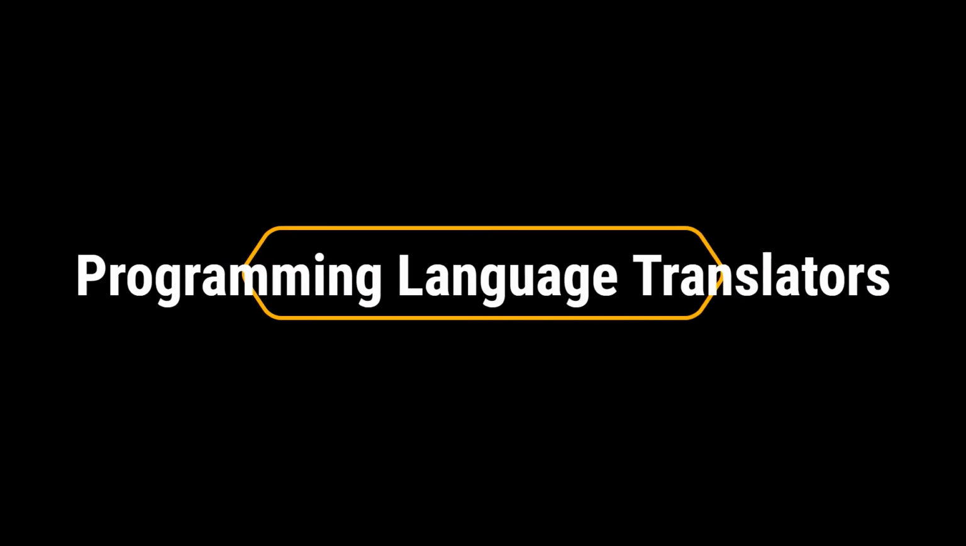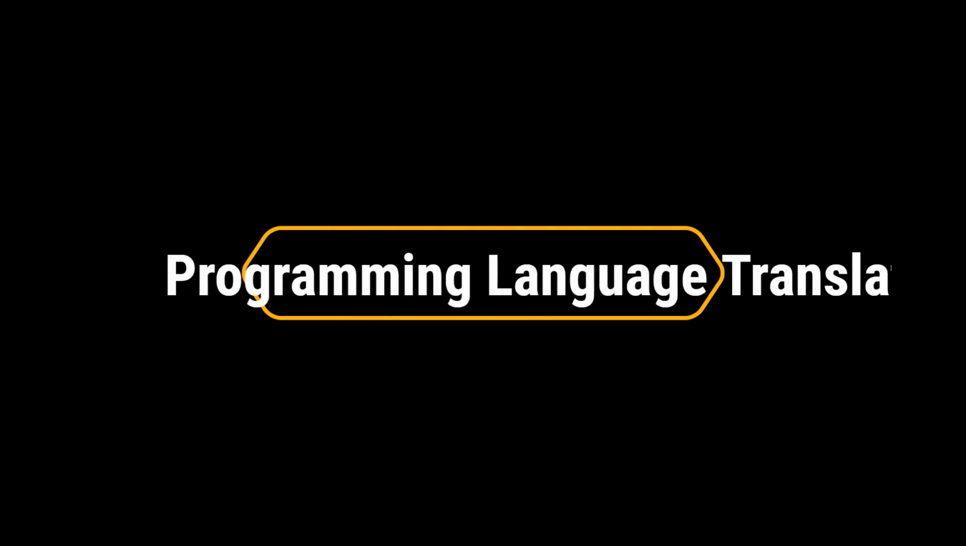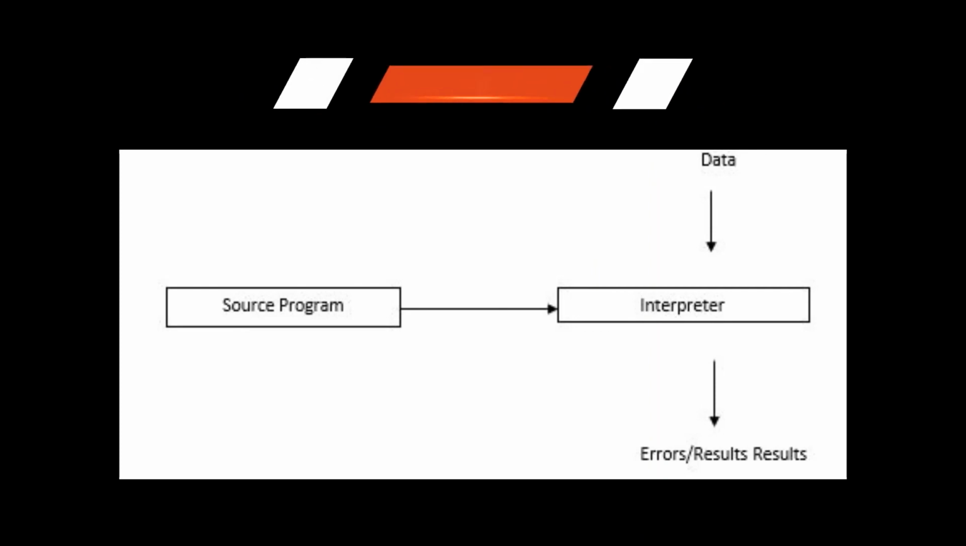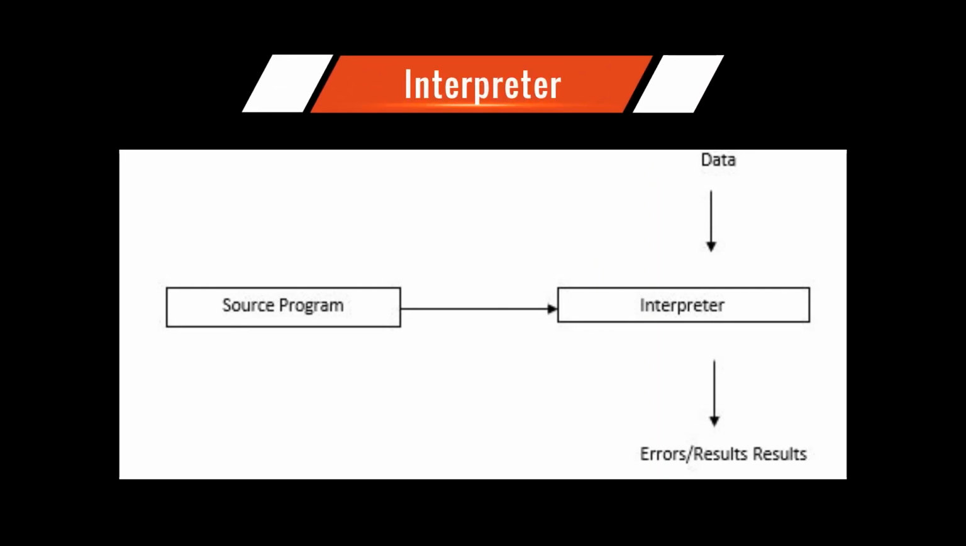In the next part, you are going to learn about the programming language translators. The first programming language translator is the interpreter. An interpreter is a computer program that directly executes instructions written in a programming or scripting language without requiring them previously to have been compiled into a machine language program.